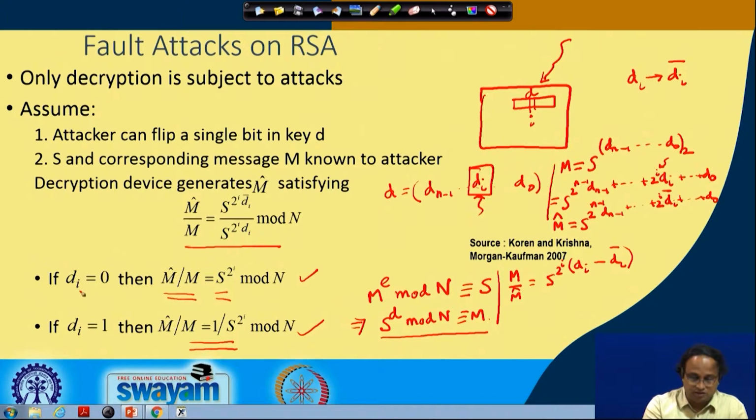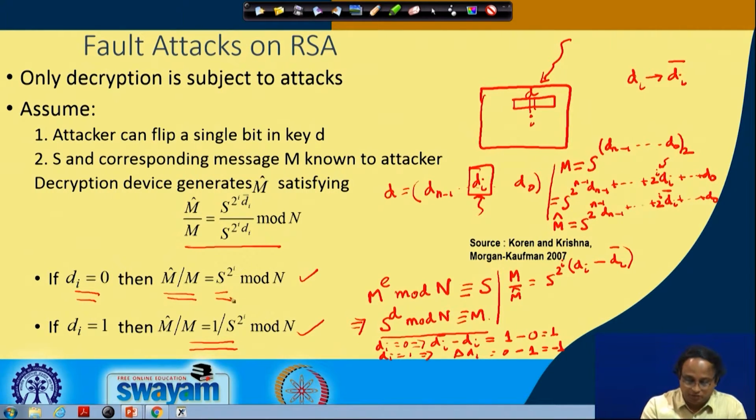Note that if Di is equal to 0, then that means Di hat becomes 1. So if Di is equal to 0, you can observe that Di hat minus Di is equal to 1 minus 0, which is equal to 1. On the other hand, if Di is 1, then this delta Di will be equal to 0 minus 1, and therefore will be equal to minus 1.